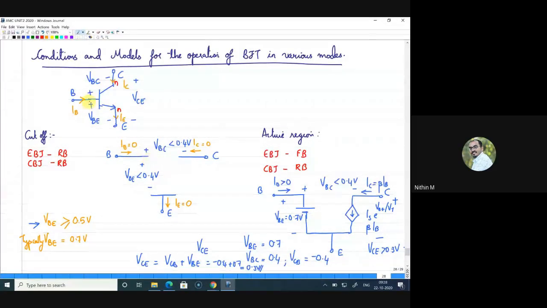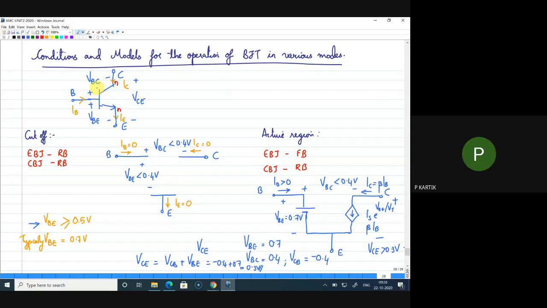Okay, so if you look at this, for this junction to be forward biased, what is the minimum voltage required? It is 0.5. Yes, sir. Right. So if it is 0.5, it will be forward biased. Similarly, this base collector junction also will be forward biased if the voltage across it is 0.5. If it is less than 0.5, it will be reverse biased. Okay, sir. Now to make the distinction, I wrote here that if VBC is less than 0.4, this represents a reverse bias condition.